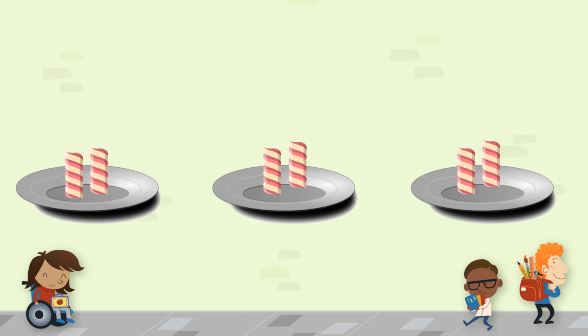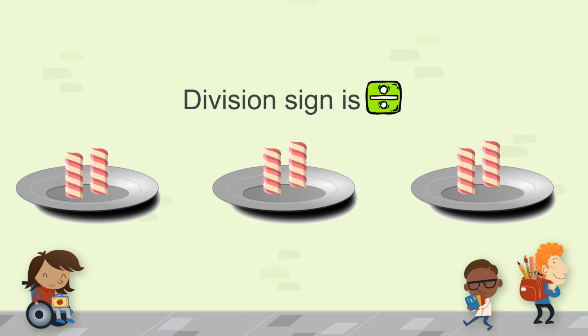Now, how can I write the equation for the division? The division sign is this sign. This sign is for division. So how can I write the equation? I can write 6 because I have 6 marshmallows, 6 divided by 3. The 3 is for the students. 6 divided by 3 is equal to 2. 2 is the number every student will take.